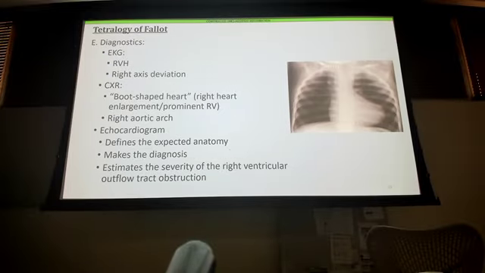EKG, okay, we already know that right ventricular hypertrophy is one of the criteria for tetralogy of Fallot. I can see that on my EKG. I can also see a right axis deviation. Chest x-ray tends to have this boot-shaped heart that you see here because of that right ventricle hypertrophy. Echo is going to be your test of choice because you're going to actually be able to see the 4 things wrong in this patient.